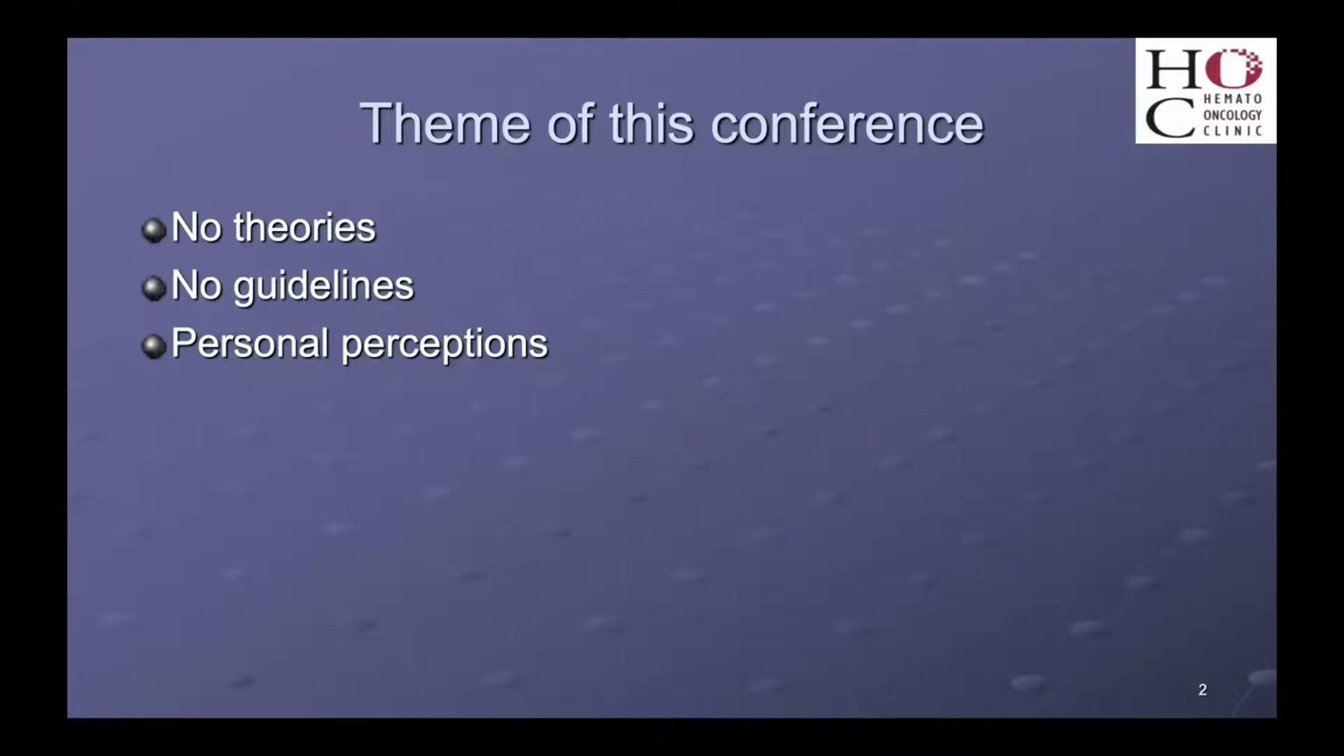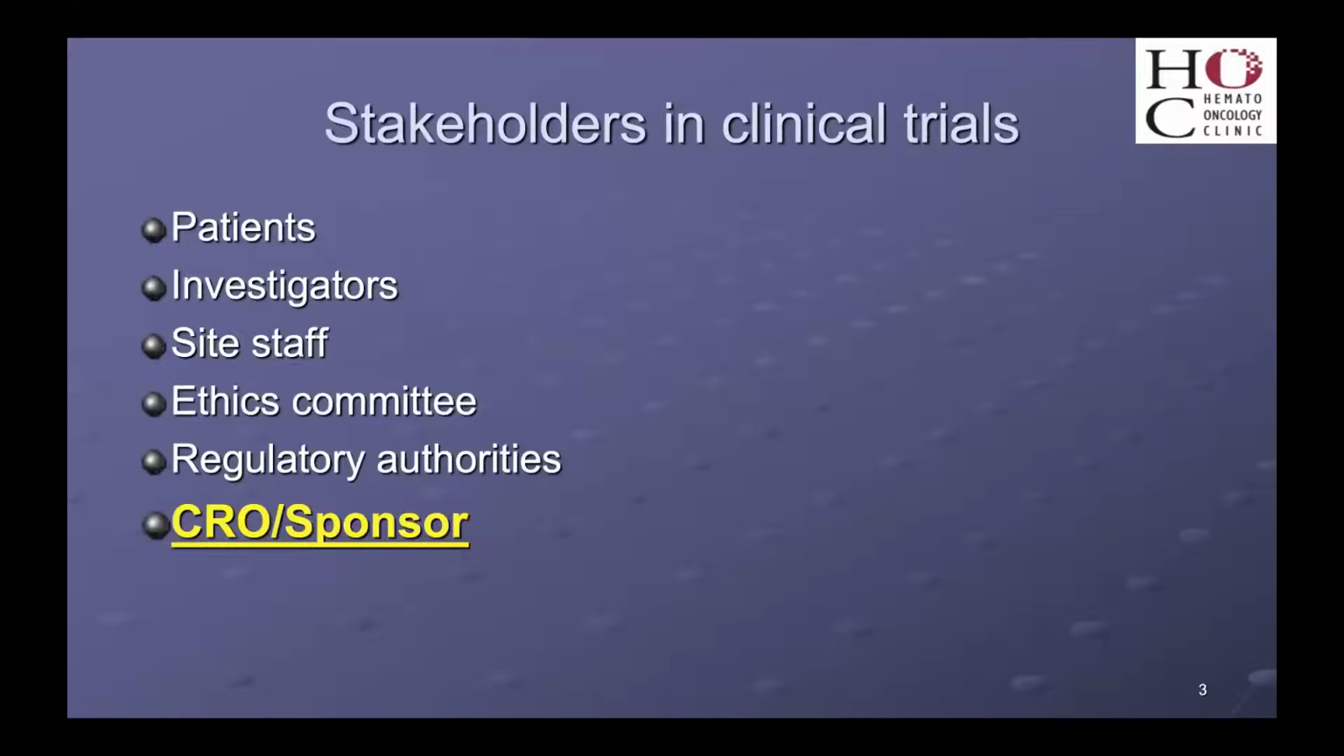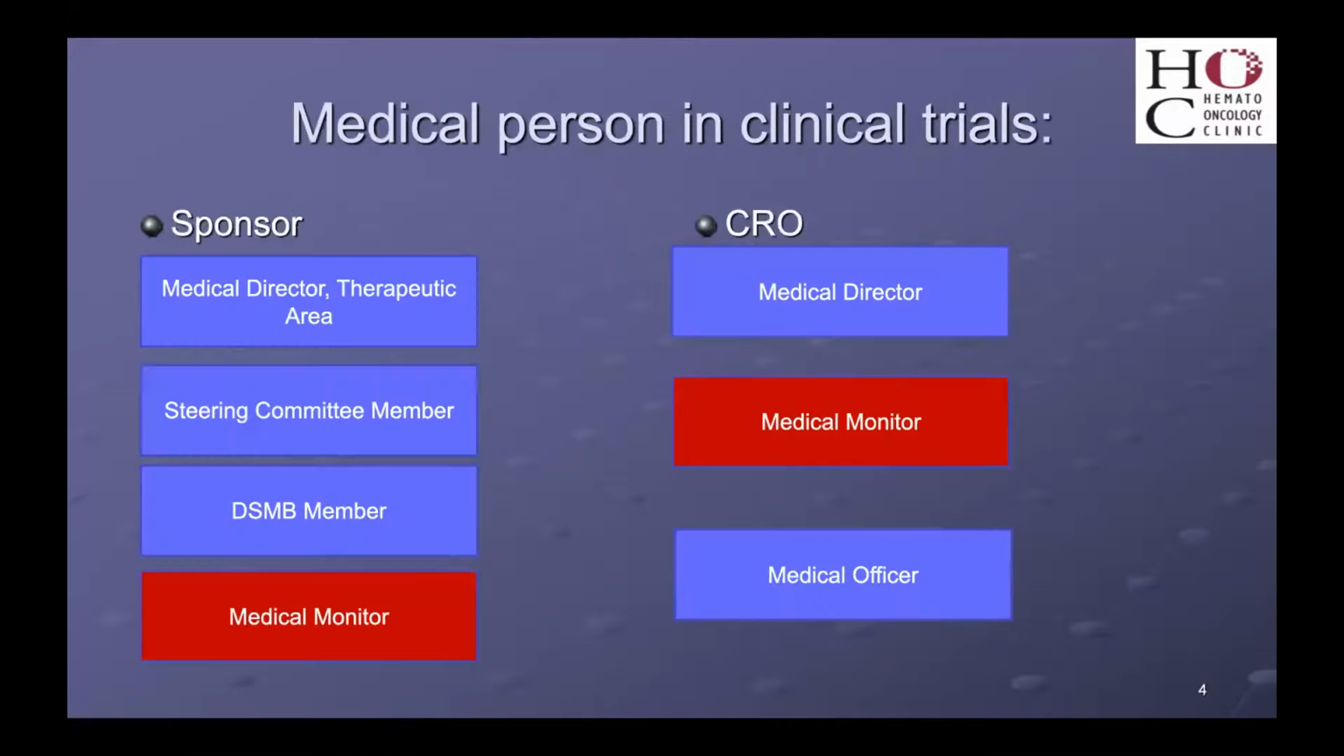And what I'm going to discuss is about my personal perception about what a medical monitor is supposed to do on behalf of the sponsors. So who are the various stakeholders in clinical trials? Of course, patients, investigator, the site staff, the ethics committee, the regulatory authorities, and then finally the CRO and the sponsors are the important stakeholders in clinical trials.